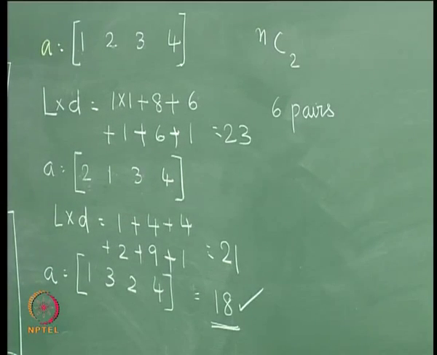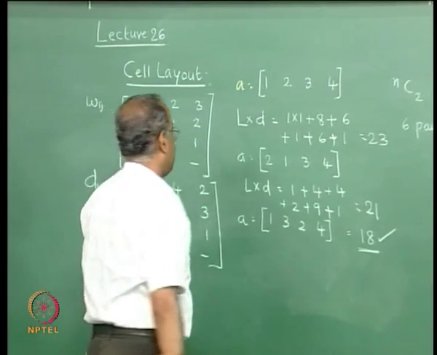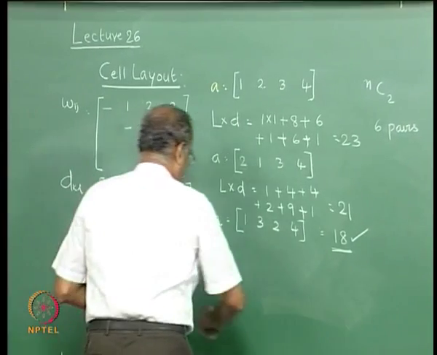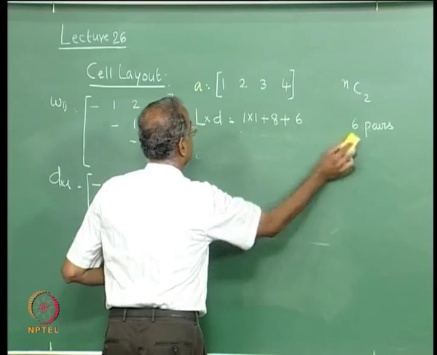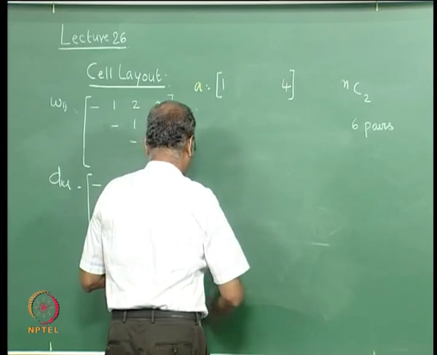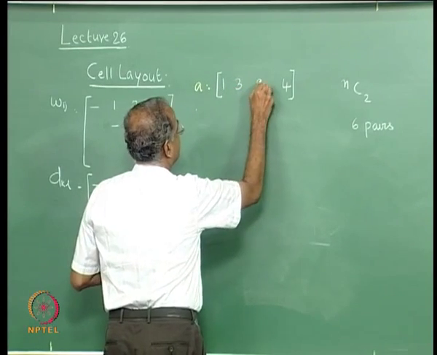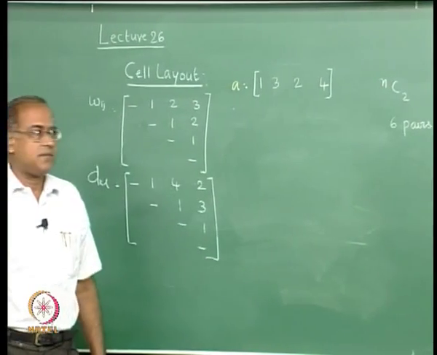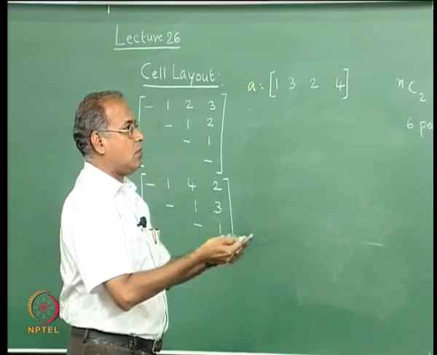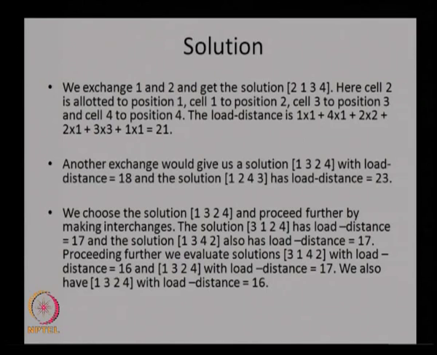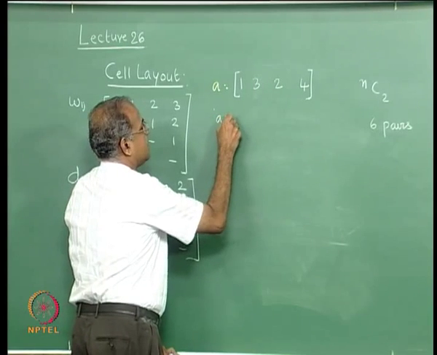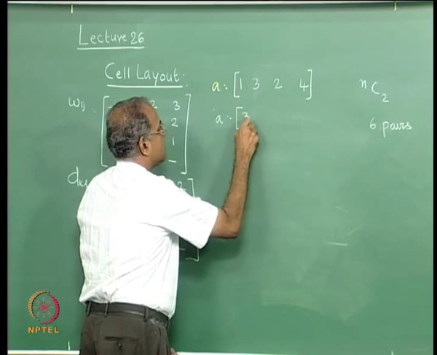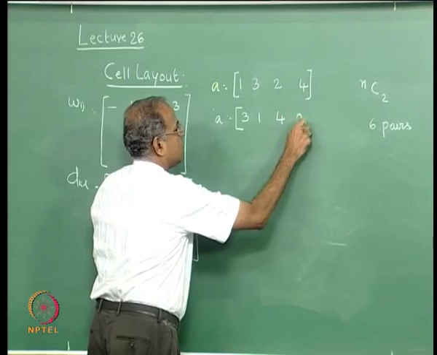Now, after doing these 6 pairs, we will update this solution, and then we will take 1 3 2 4 as a starting solution. We can do one more interchange, and after a couple of pairwise interchanges we would have a solution 3 1 4 2.